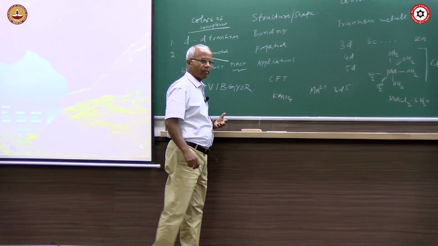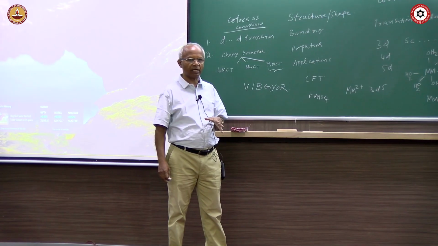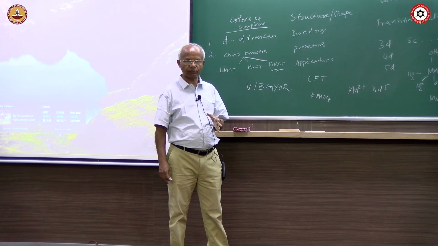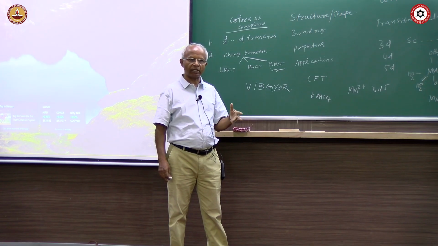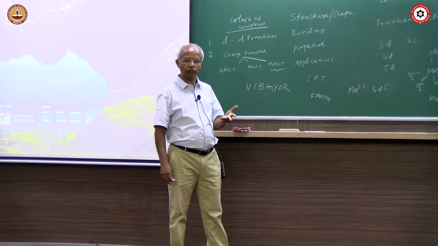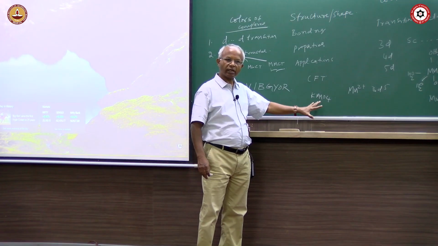In KMnO4, where manganese is in the +7 oxidation state, there are no unpaired electrons. So, the unpaired electrons are 0. All 7 electrons have been removed from the manganese, right? So it is 3d5 4s2, so 5 plus 2, 7 electrons have been removed. But this is highly colored.